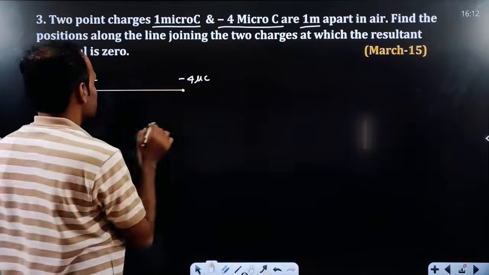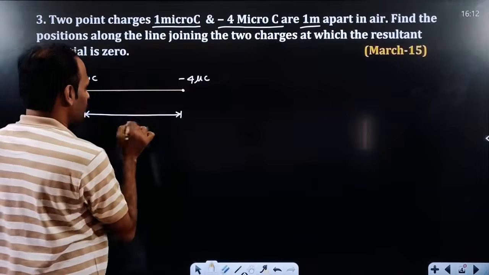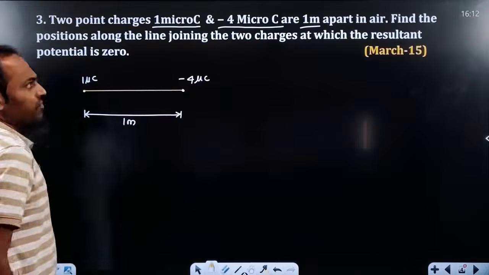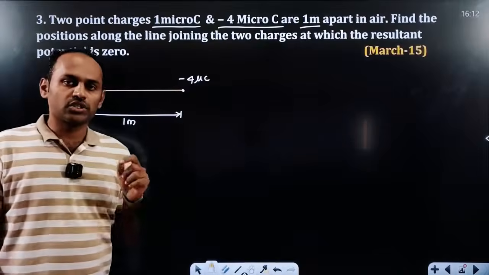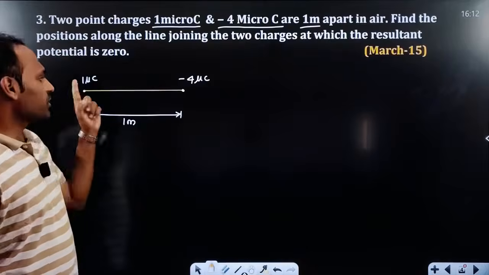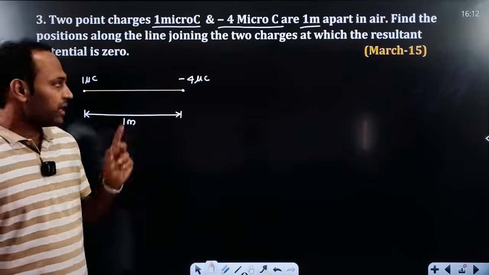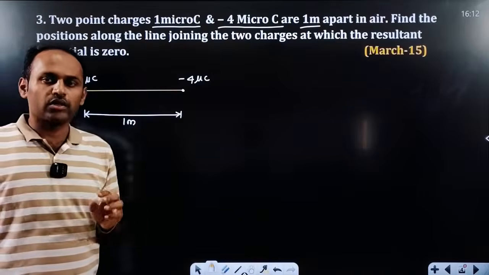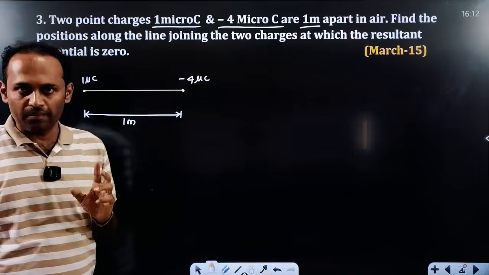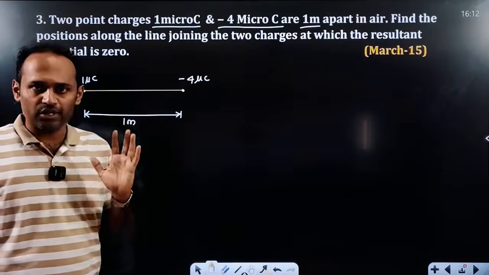Right? The distance between them is 1 meter. Correct? They are asking us to find the positions of the points where the electric potential is 0. See, if there is one positive and one negative charge, we will get a 0 potential point. If there are two positives or two negatives, we will not get a 0 potential point. To get a 0 potential point you should have a positive charge and a negative charge.